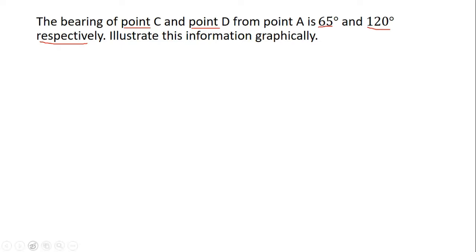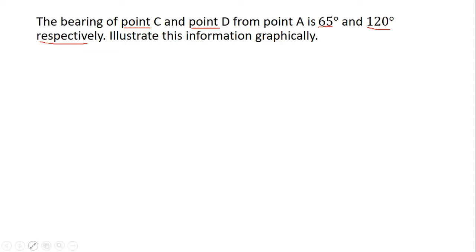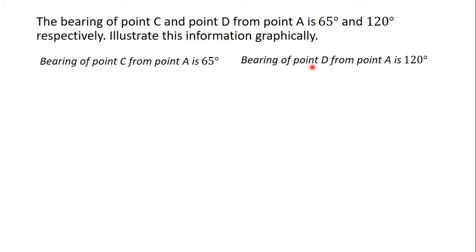So from this question, we can see that we have two bearings here. The first one is the bearing of point C from point A, which is 65 degrees. And the second one is the bearing of point D from point A, which is 120 degrees. And we are supposed to represent these two bearings on the same diagram. So when you have this, how do you do it? Let's find out. We are going to begin with the first one, the bearing of point C from point A.